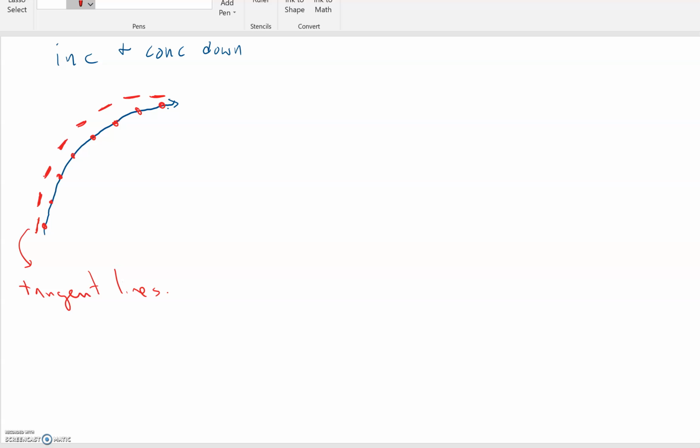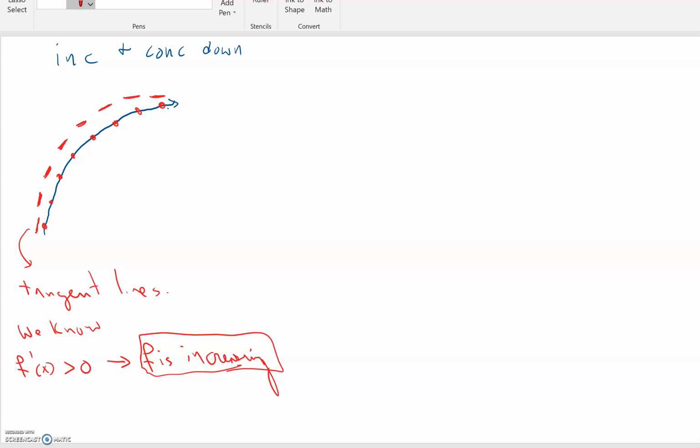Now we know that if we did the first derivative test, we could see all this, but we know that if we have an increasing function, the tangent lines are going to be positive. So if f prime of x is greater than 0, that means f is increasing. Well, we know that already from the picture, but I'm just reminding you of some things. Okay, so that's one thing we know.